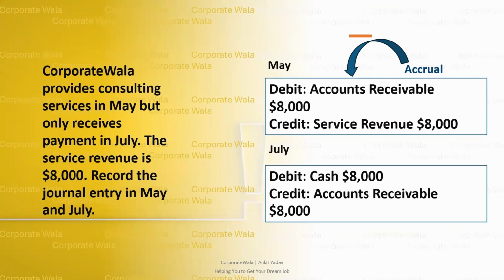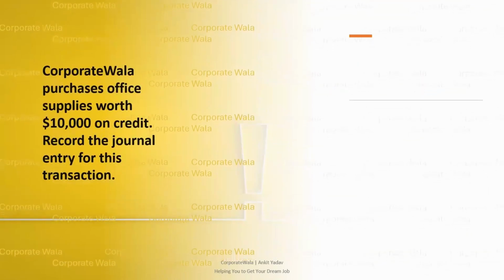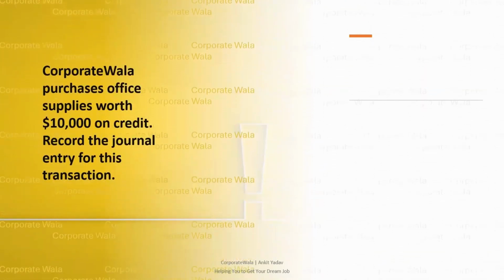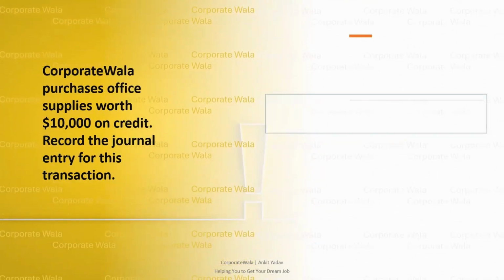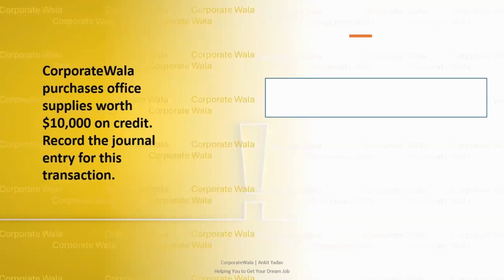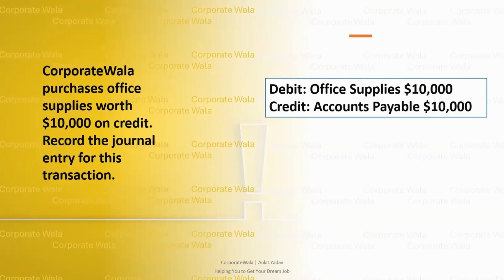Okay, great. Now let's move on and check out our next entry, which was: Corporate Wala purchases office supplies worth rupees 10,000 on credit. We need to record this transaction. Because this is a credit purchase, we have to create a current liability for this. So our entry would be office supplies account debit to accounts payable account. Instead of accounts payable, if you have used outstanding liability or any other current liability, that is fine as well. So this was the journal entry which was required in this question.